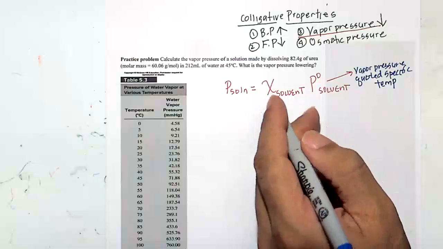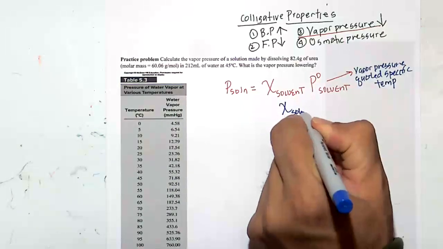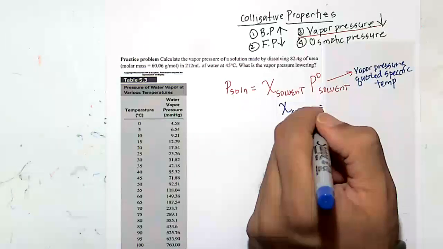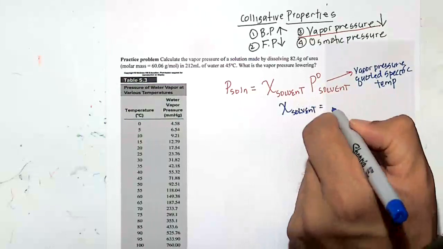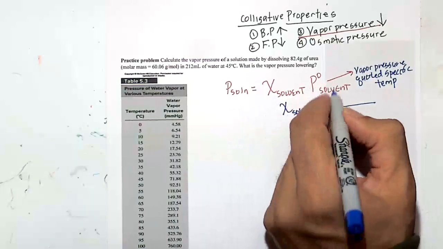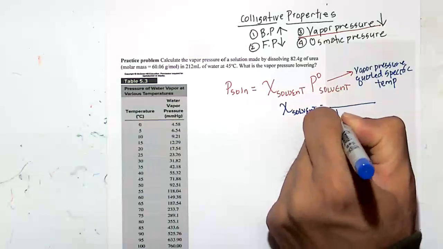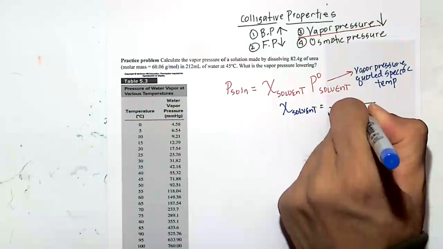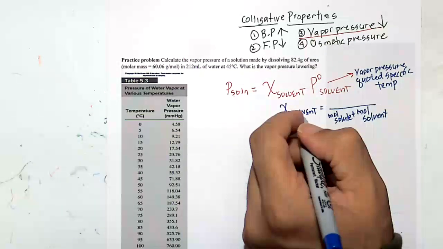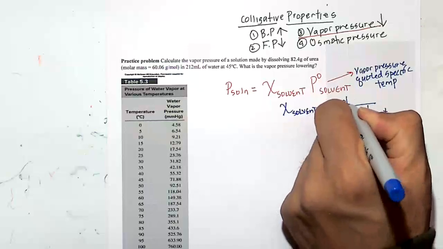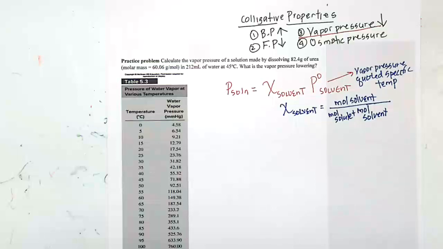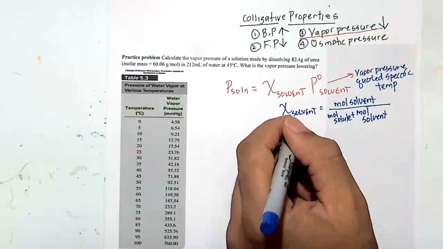Right, what is this cursive X with the solvent? This is the mole fraction of the solvent. Okay, so can anyone tell me what the mole fraction means? So what's in the bottom of the fraction? Mole fraction, so what's at the bottom for a mole fraction? Which would be solute and solvent. That's correct. And since this is the mole fraction of the solvent, what's in the numerator? The solvent. Okay, solvent. So this is what's called the mole fraction.